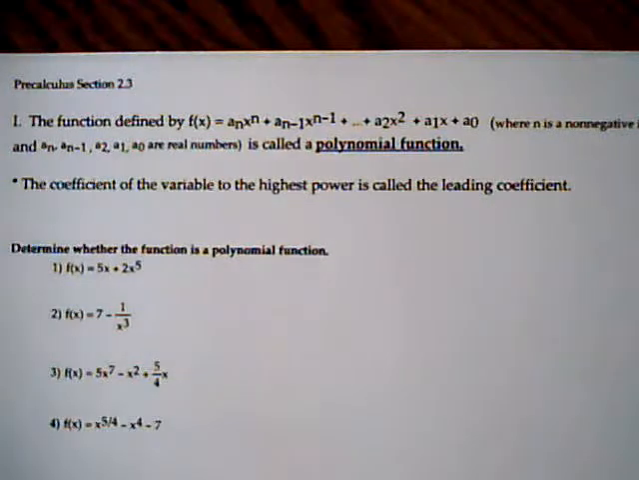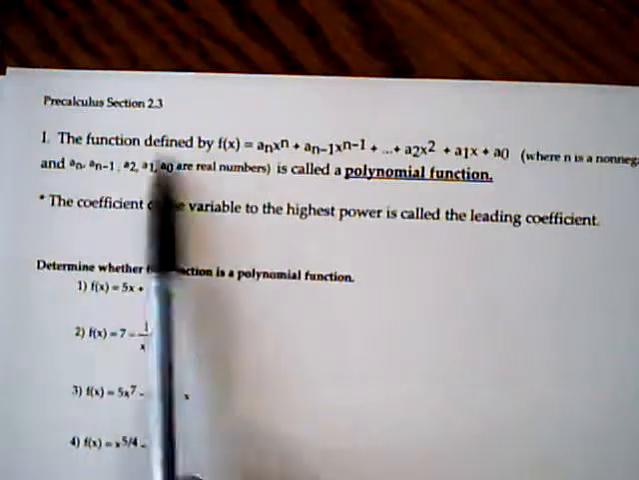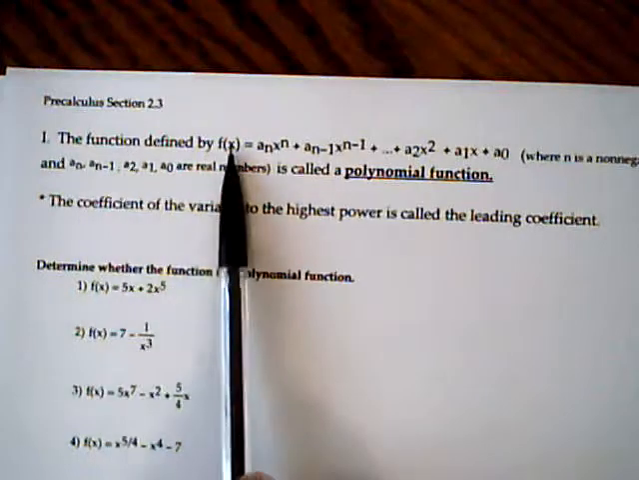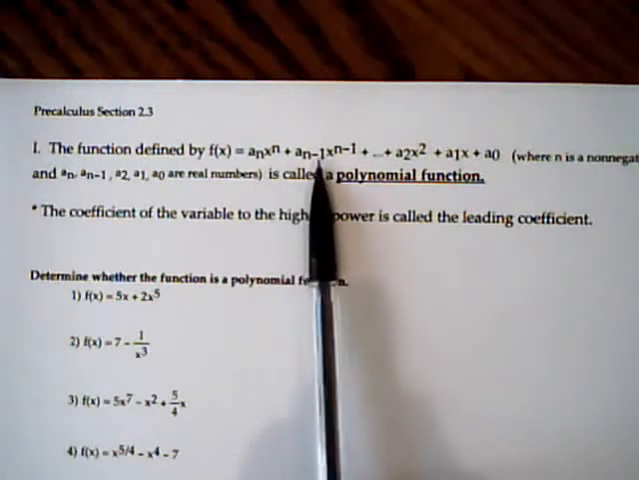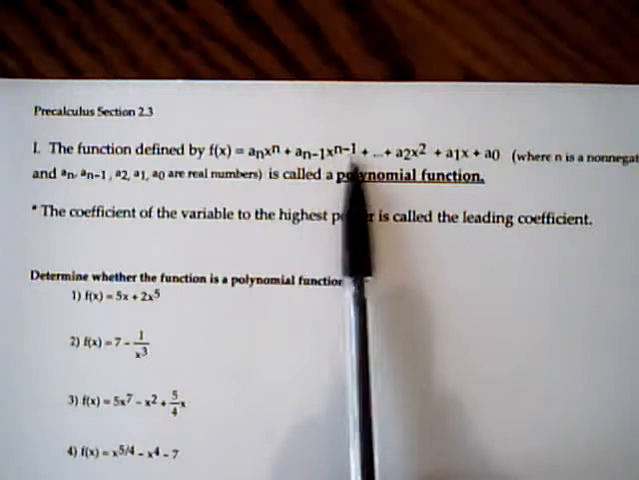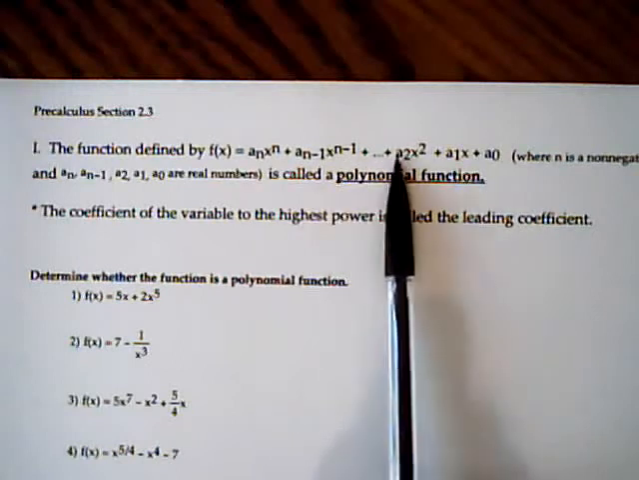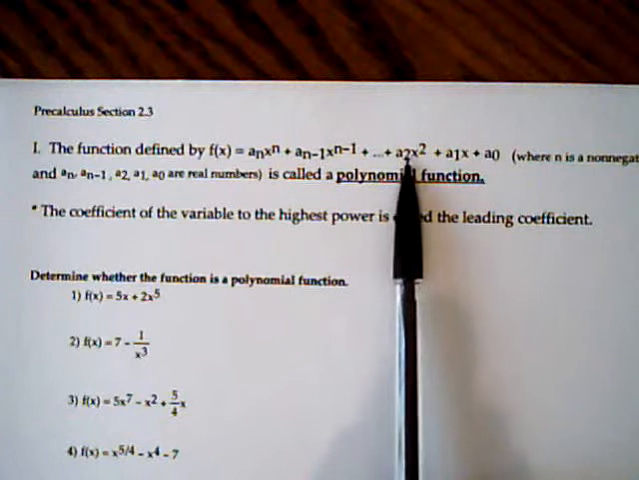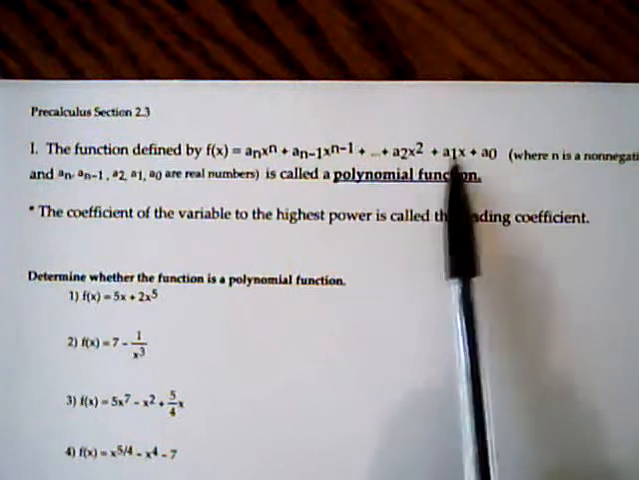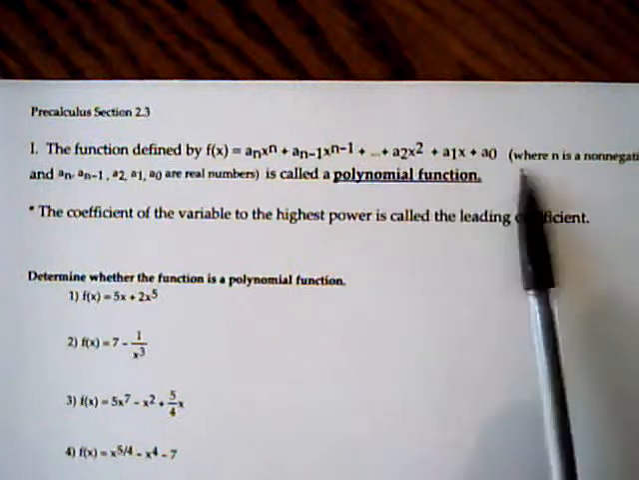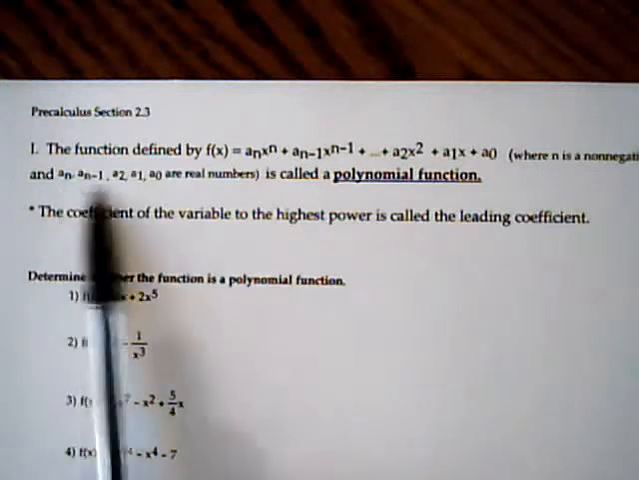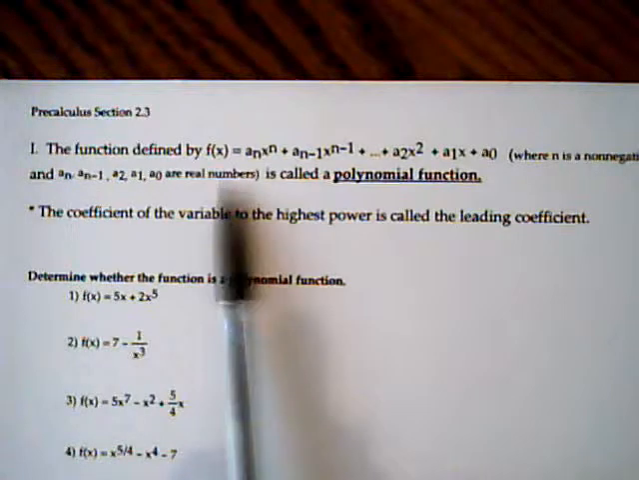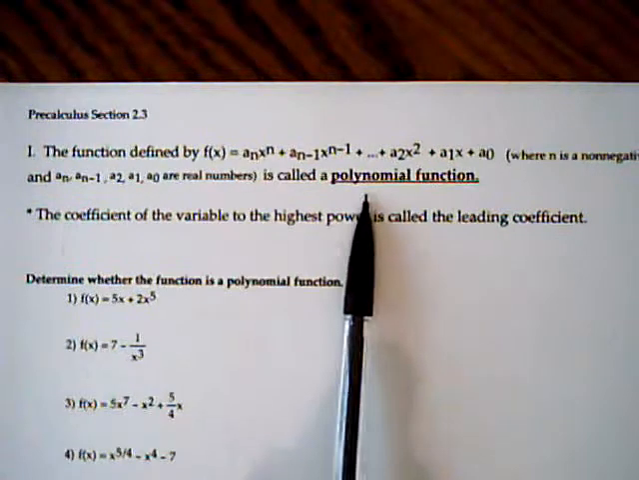Section 2.3 is on polynomial functions, and the first part here is the definition. It says the function defined by f of x equals a sub n x to the n plus a sub n minus 1 x to the n minus 1 on down to a sub 2 x squared plus a sub 1 x plus a sub 0, where n is a non-negative integer and your values for a are real numbers, and this is called a polynomial function.